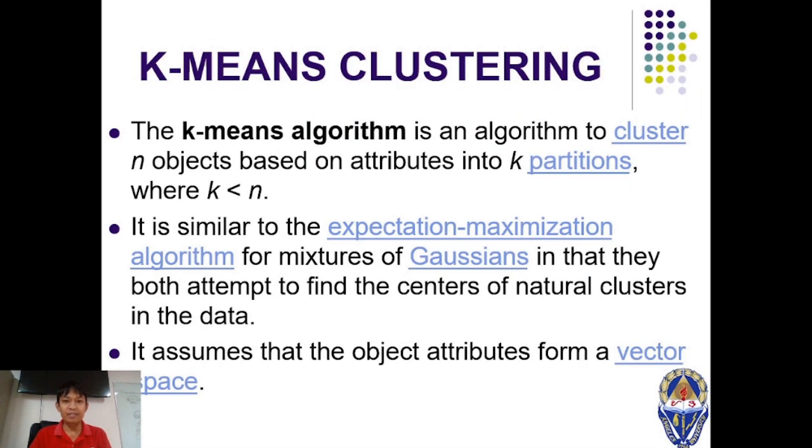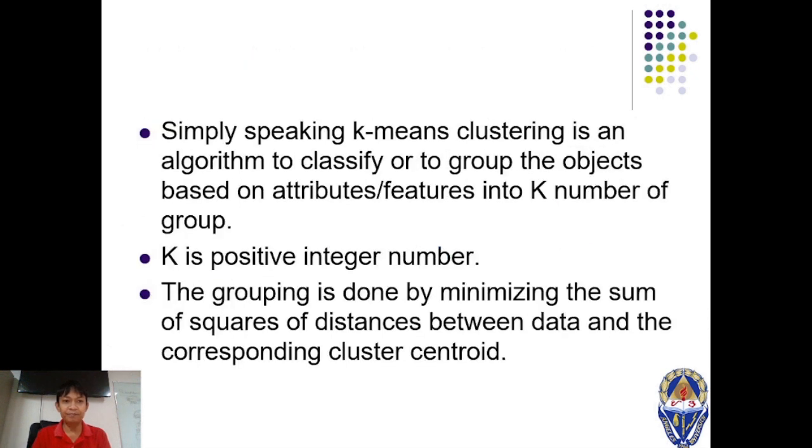The k-means algorithm is an algorithm to cluster objects based on attributes into k partitions, where k is less than n. It is similar to the expectation maximization algorithm for mixtures of Gaussians in that both attempt to find the centers of natural clusters in the data. It assumes that the object attributes form a vector space.